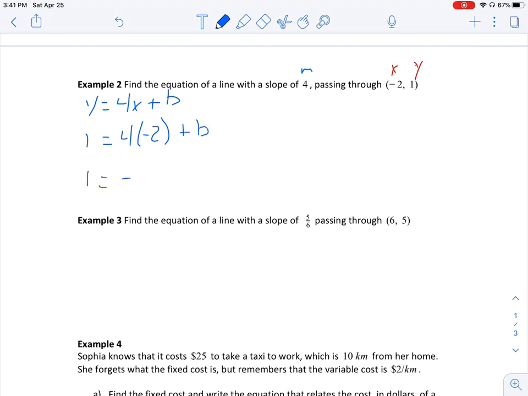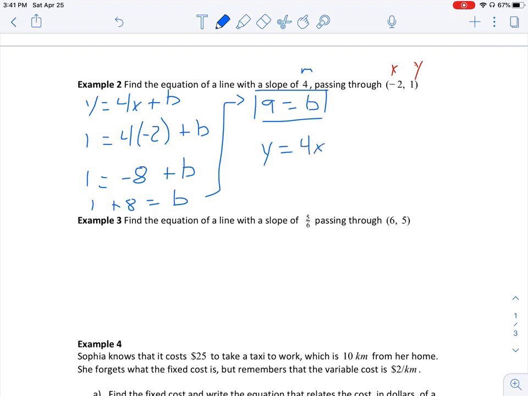1 equals -8 plus b, or 1 plus 8 is equal to b. I just simply brought this -8 over, it becomes +8. So now I'm left with 9 is equal to b. So I have my y-intercept. Now if I rewrite the equation, y equals 4x plus 9.